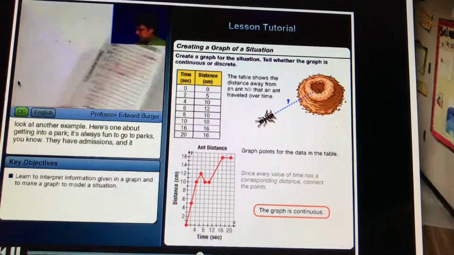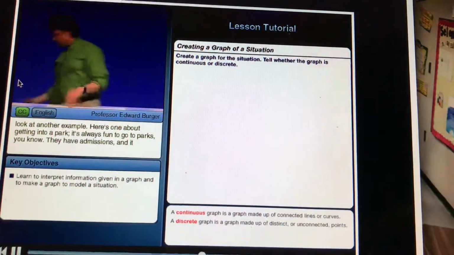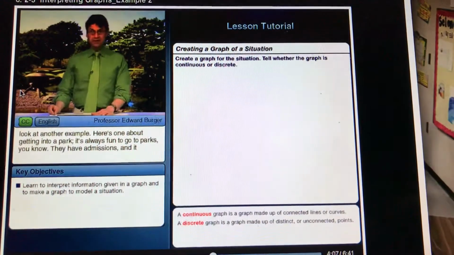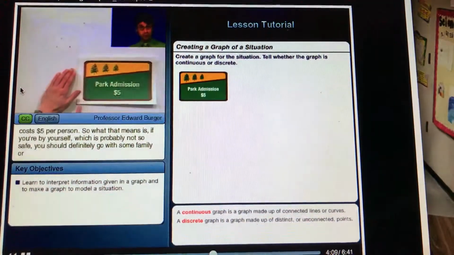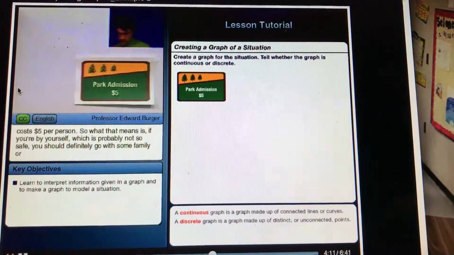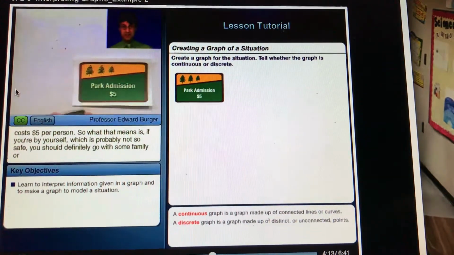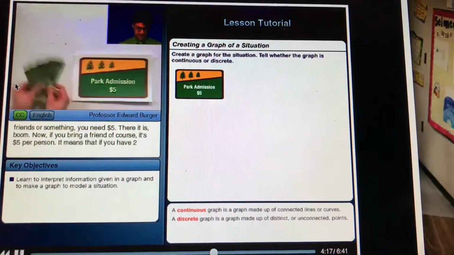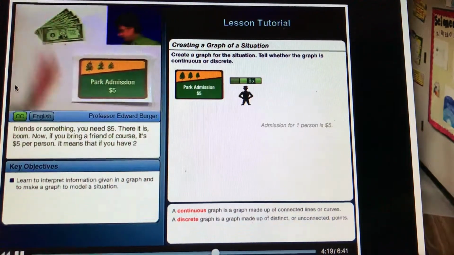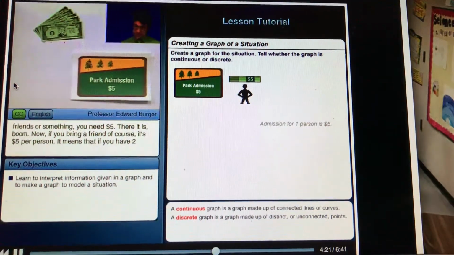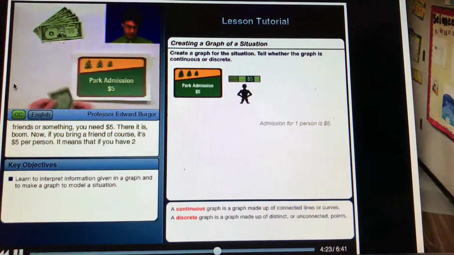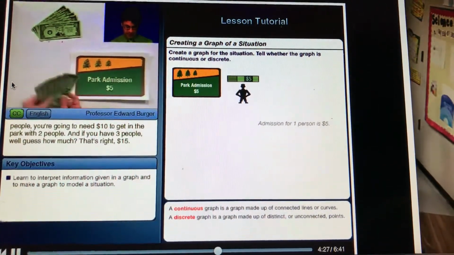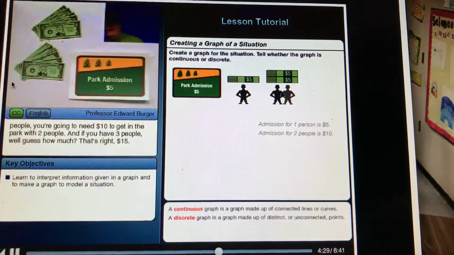Now, let's take a look at another example. Here's one where, getting into a park, it's always fun to go to parks, and they have admissions. So it costs $5 per person. So what that means is if you're just by yourself, which is probably not so safe, you should definitely go with some family or friends, you need $5. So there it is. Now, if you bring a friend, it's $5 per person. It means that if you have 2 people, you're going to need $10 to get into the park.